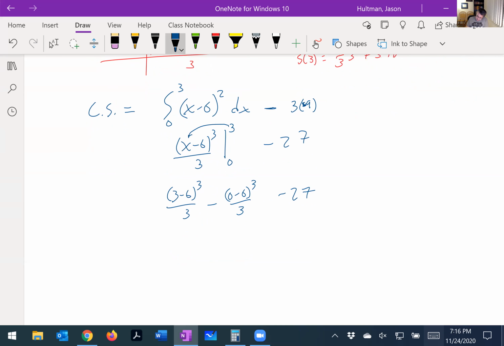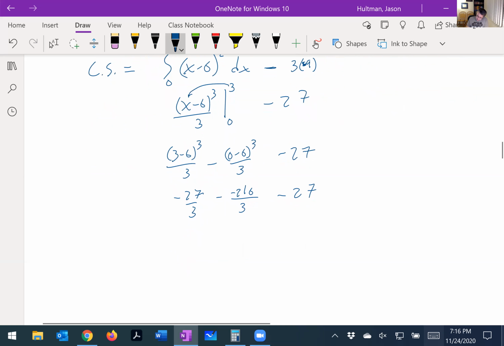So this is going to be negative 3 cubed, which is negative 27, over 3, minus negative 6 cubed, which we saw was negative 216, over 3. And that's minus 27, so the negative makes a positive. So I've got negative 27 over 3 plus 216 over 3. I could multiply top and bottom by 3 here: what's 3 times 27? 81. And I would get minus 81 over 3.